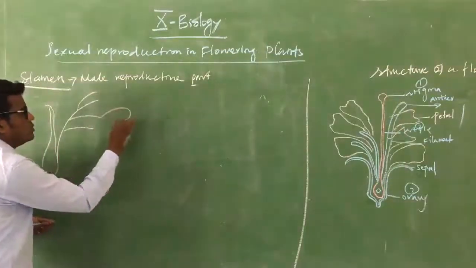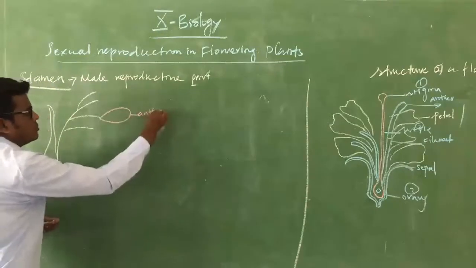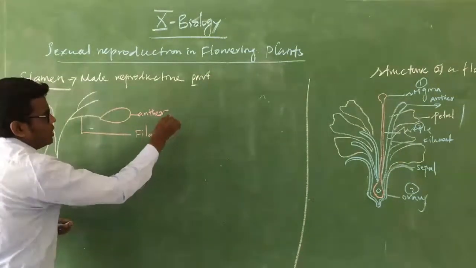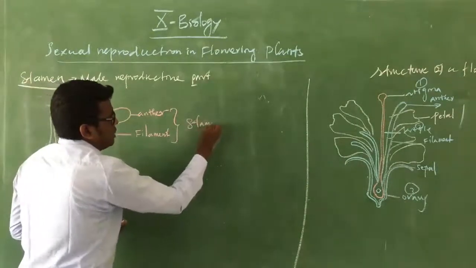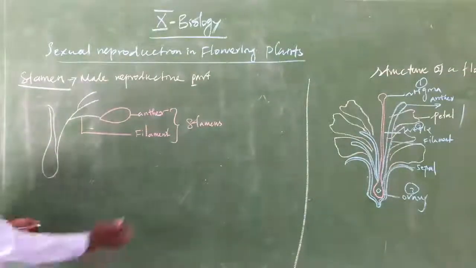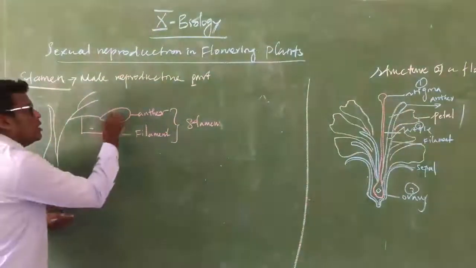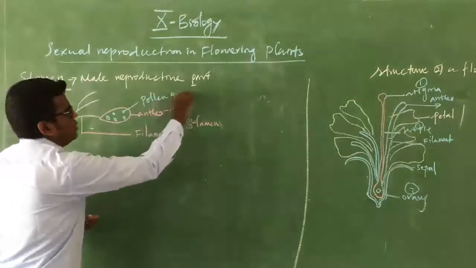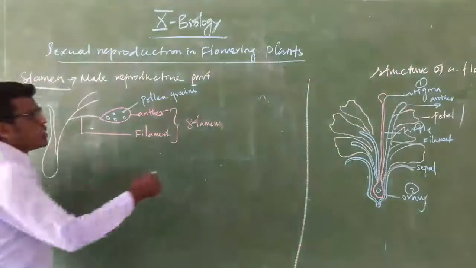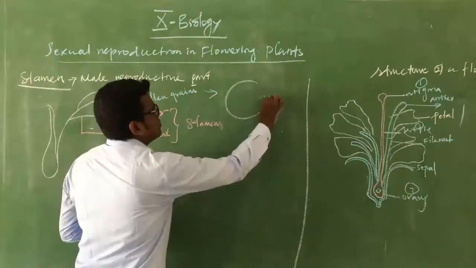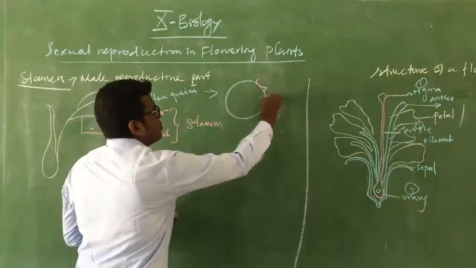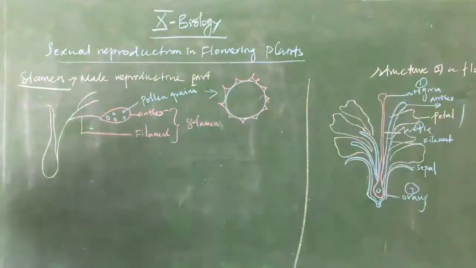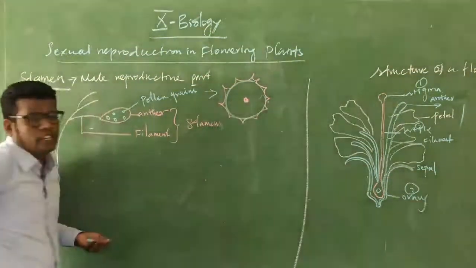So this is an anther. This is the filament. Collectively, they are called stamens. Inside the anther, there are pollen grains. This is the structure of the pollen grains. Inside there is a nucleus.